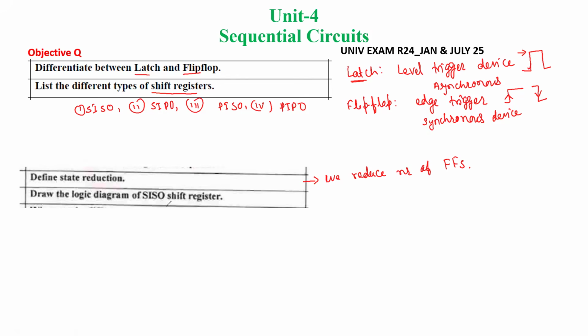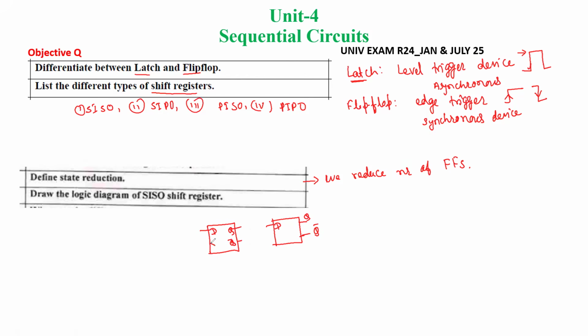Draw the logic diagram of a serial in, serial out shift register. You can take an example of 2-bit, 3-bit, or 4-bit. Suppose we take 2 bits. Then you will have 2 flip-flops. Mostly we use the D flip-flop. The D flip-flop has output Q and this is Q bar. Again here the output is Q and this one is Q bar.